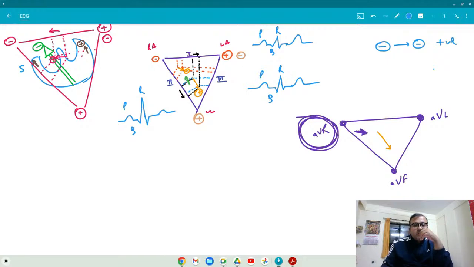Okay, rest. Negative. Correct. So fine, let's put it negative. So this one is a negative deflection. Now similarly, the P wave, but this time the observer is standing at AVL. The anode is at AVL. Now you tell me. So it should be positive or negative?